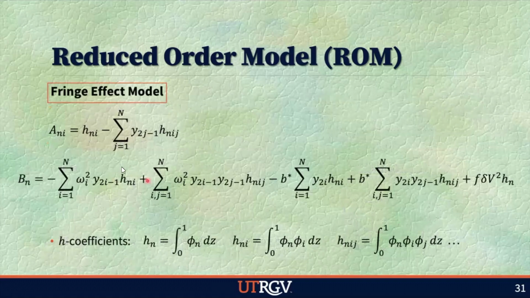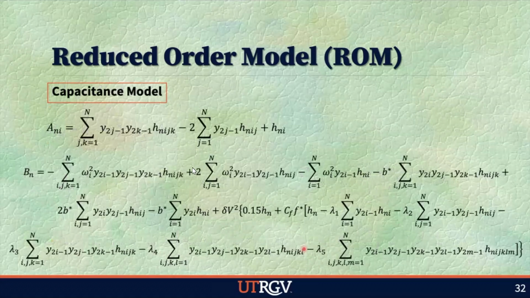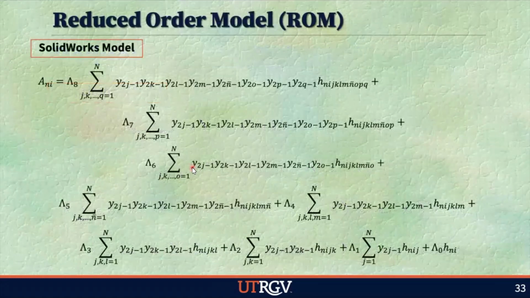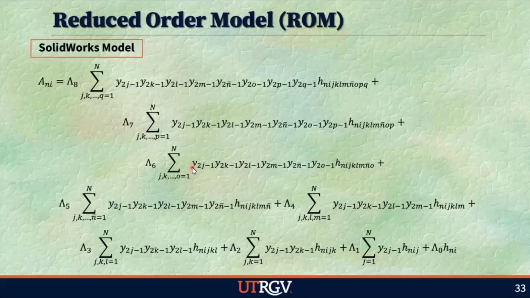Here you can see the A and I and Bn equations for the fringe effect model. The H coefficients are also shown here. These coefficients involve integrating the cantilever mode shapes from 0 to 1. These are the A and I and Bn equations for the capacitance model and for the SolidWorks model. Since the SolidWorks model is the most complex, the equations do get pretty lengthy.